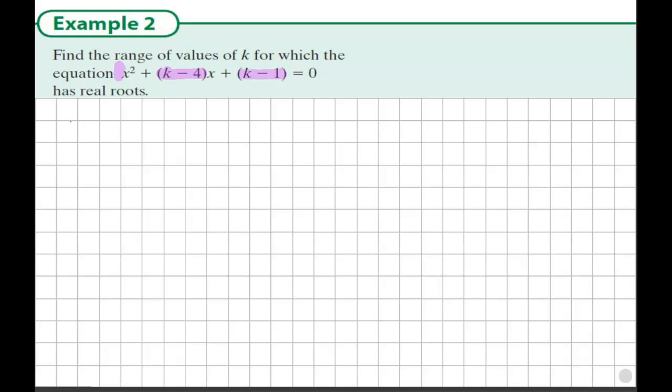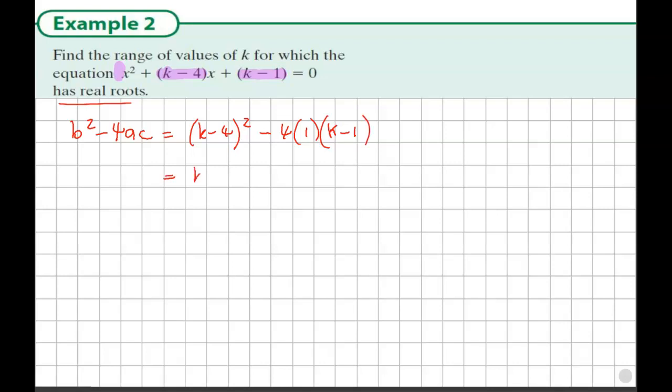Anytime you see a question asking you whether there are any real roots, it's a red flag to do b squared minus 4ac and see what happens. So b is k minus 4, so you square that. Take away 4 multiplied by a, which is 1 in this instance, and c, which is k minus 1. So we just tidy that up.